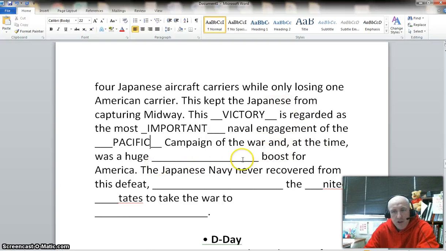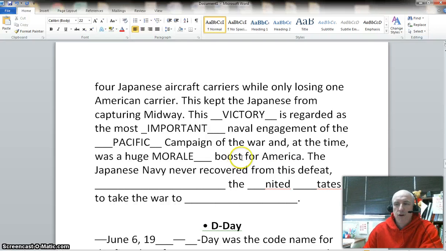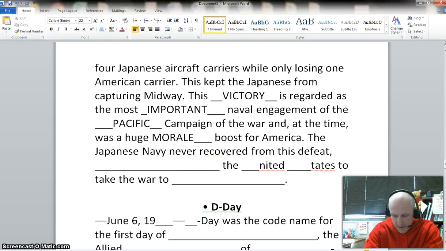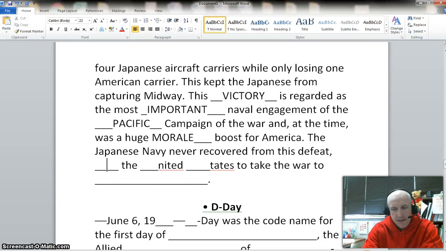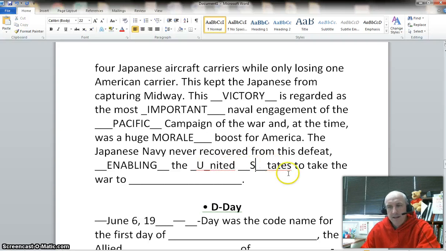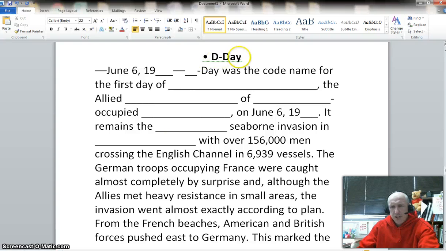And at the time it was a huge morale boost for America, since we're winning over here, about time. The Japanese Navy never recovered from this defeat, enabling the United States to take the war to Japan. That's right. Very good. All right, here we go. Now we're going to go to the third major event you have to know about, which is D-Day. I hope you all get to go visit the beaches where D-Day happened in Normandy, France. It is quite amazing. All right, here we go.